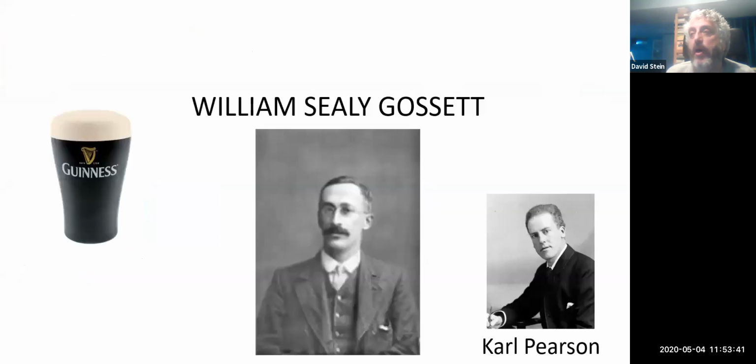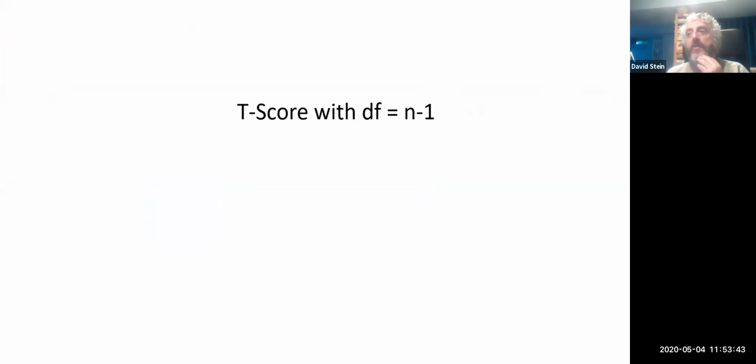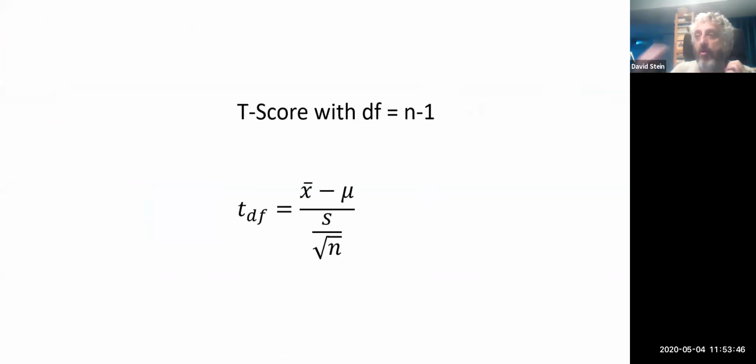Now this is the result. This is what Gosset's result is. He says, if you want to do this by substituting an S instead of sigma, you can do this, but instead of it being a z-score, it's going to be a t-score. But look, this formula is basically the same thing. It's the estimate minus the null hypothesis over now a standard error, an estimate of the standard deviation.